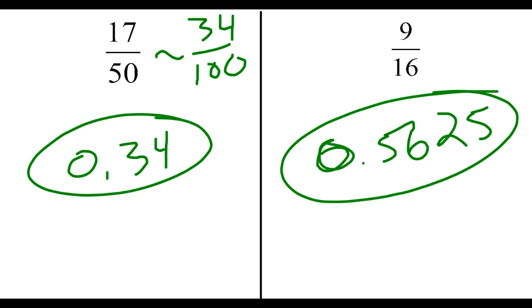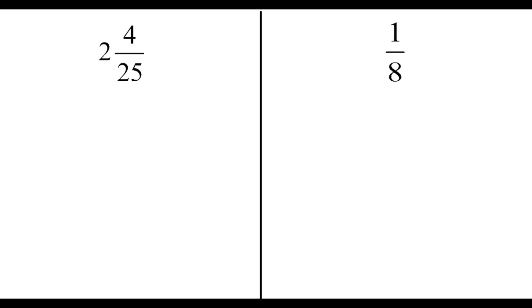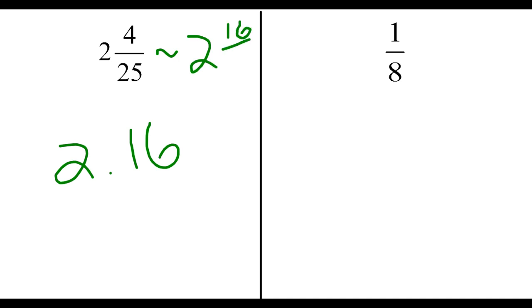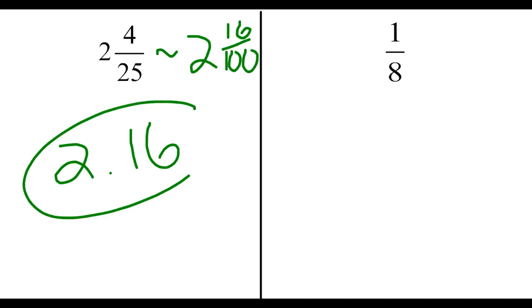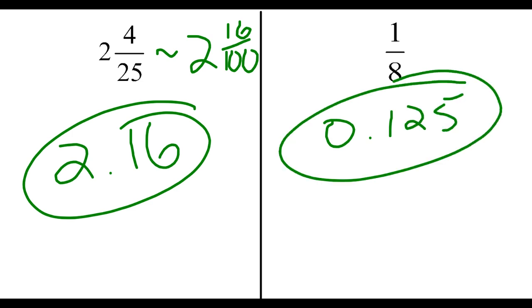Go ahead, pause the video, convert 2 and 4/25ths as well as 1/8 to a decimal form, and come back when you're ready to see the answers and end the video. So 2 and 4/25ths is 2.16. That's actually the same as 2 and 16/100ths. And then 1/8 we actually saw before, which was my mistake in using it earlier in the video, but it was one of the practice problems that were here. 1/8 is 0.125.